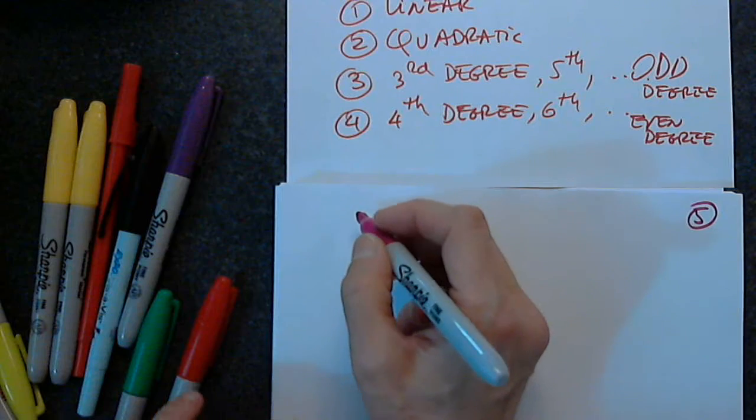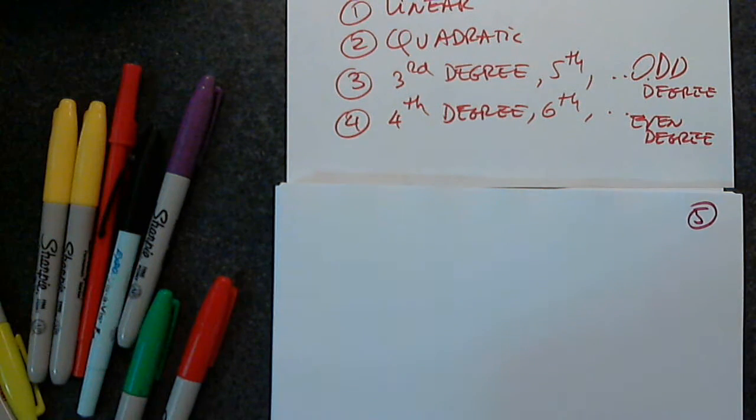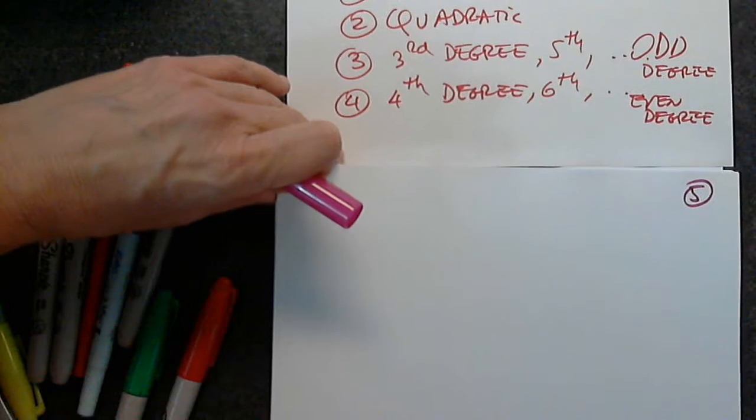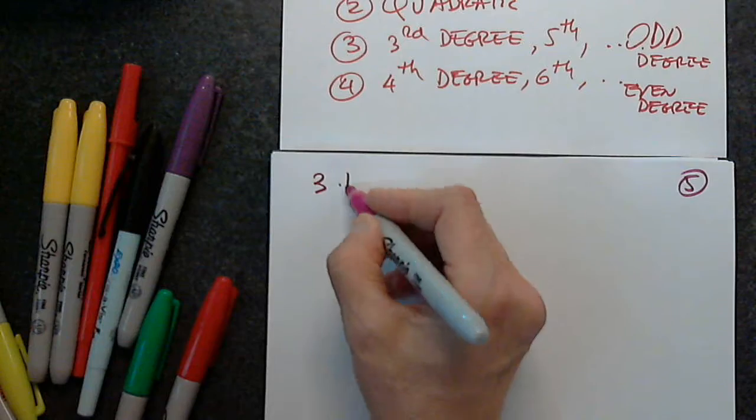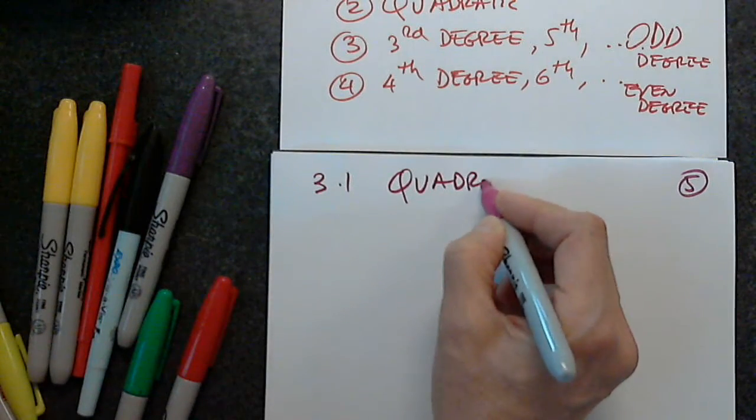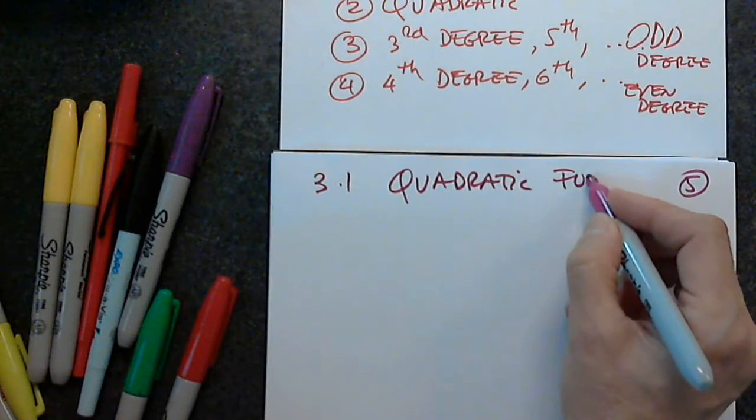So let's start with quadratic. And quadratic is all section 3.1. So I'm going to go directly to graphing, explain the two models, I should say two representations of the quadratic function. We're going to graph and then look at word problems. So 3.1, quadratic functions.